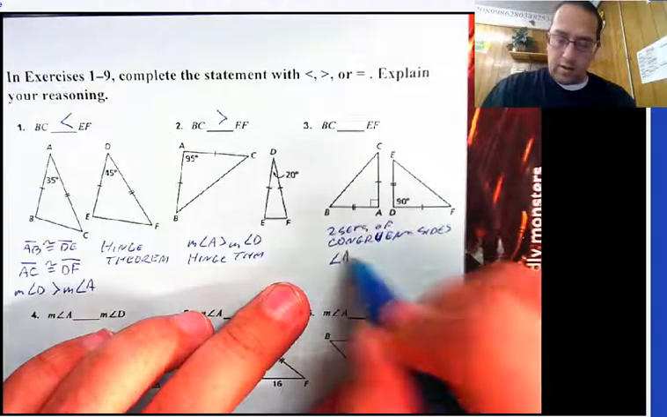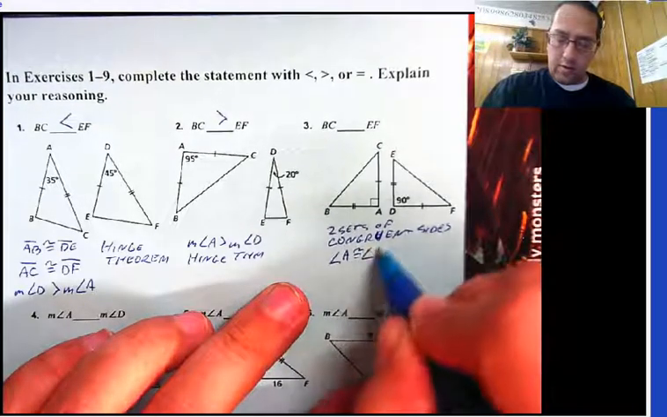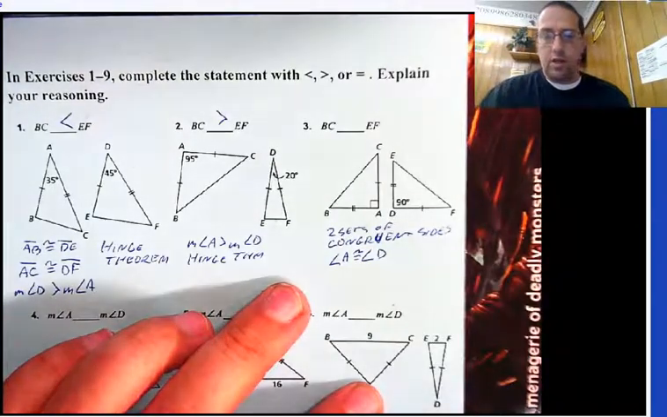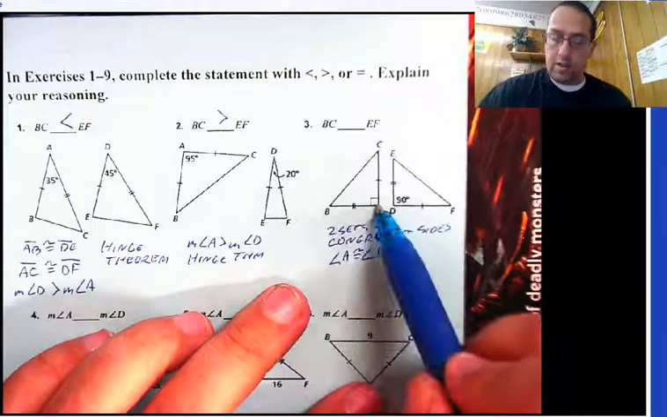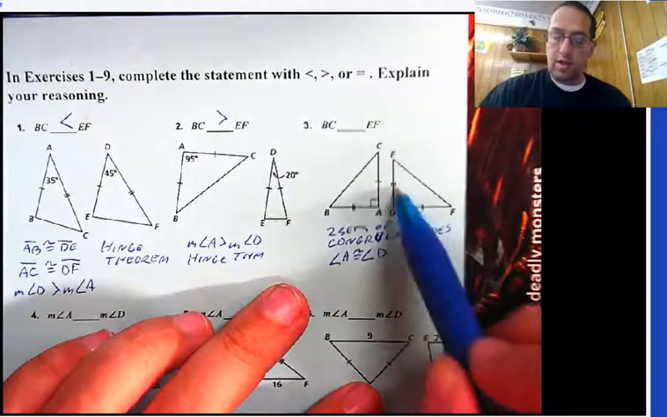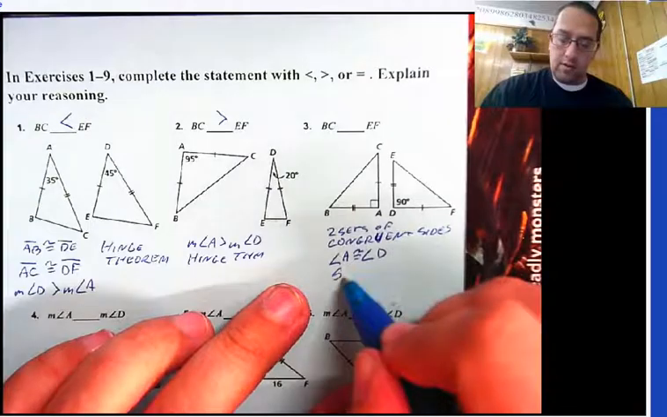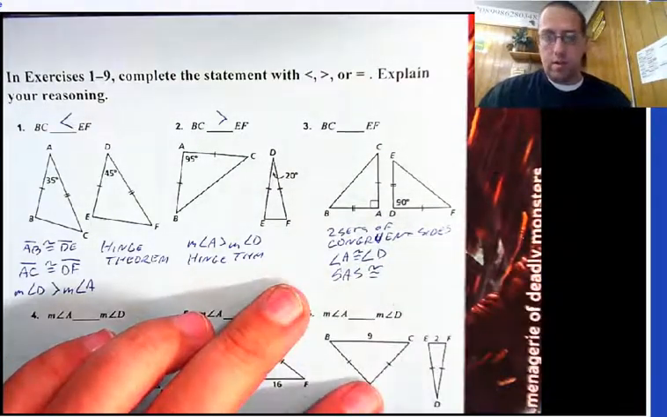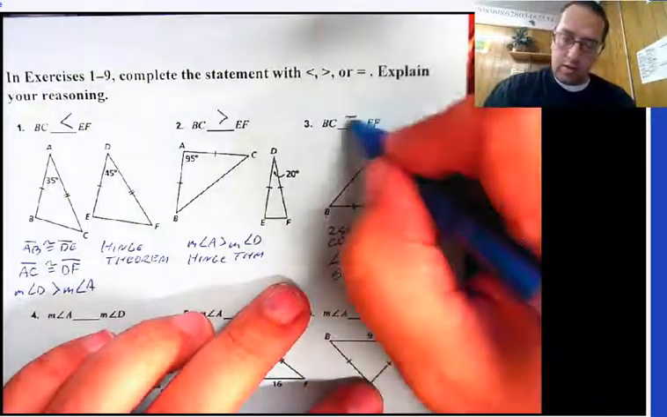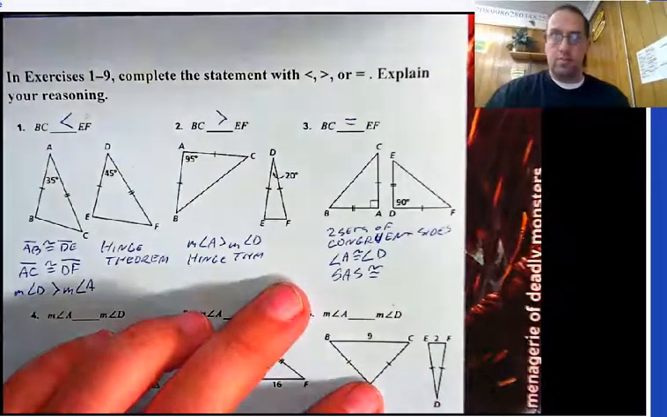Now, is this going to let us use the Hinge theorem? No, it's not. The Hinge theorem says one has to be bigger than the other. And it's not bigger, it's congruent. So what do we have? Well, we have side, angle, side congruent to side, angle, side. This is SAS congruence. By the SAS congruence theorem, the triangles are going to be congruent, so these sides are going to be equal to each other.